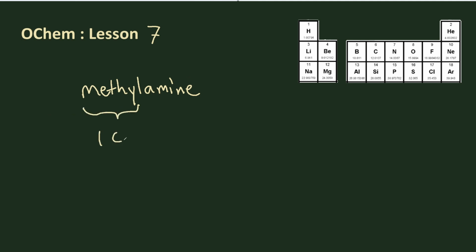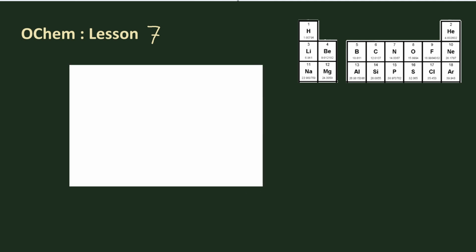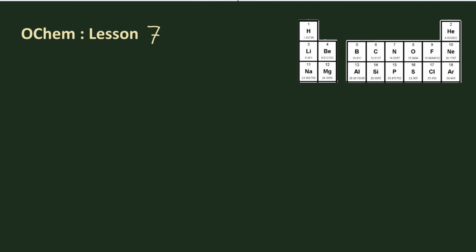Methyl means one carbon, and amine means that it's bound to a nitrogen. So let's draw a carbon bound to a nitrogen. I think we could handle that together. Now, let's remember from the periodic table that nitrogen has this extra electron. It has 5 electrons we're going to have to account for here. So let's see what that might build like.